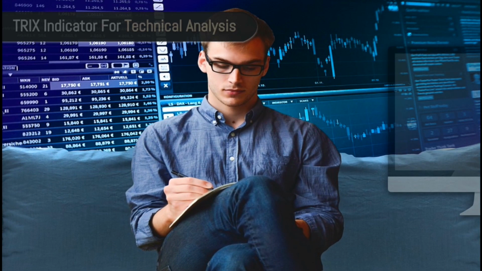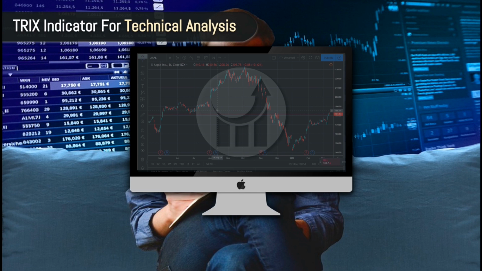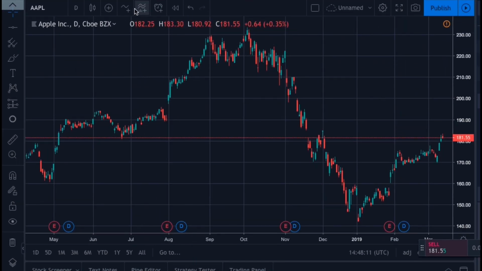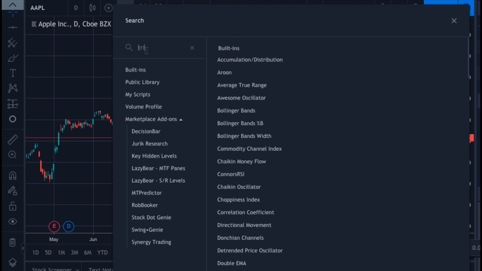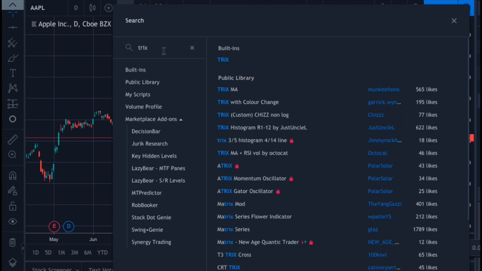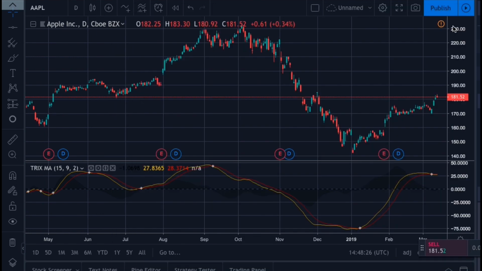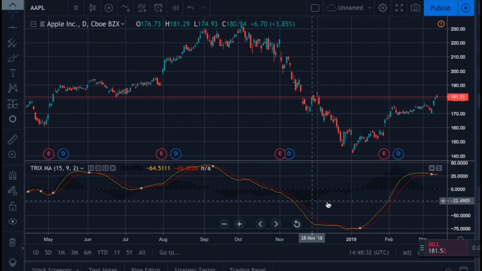So now let's go over how to apply and use the Trix indicator on our candlestick chart. To add the Trix to your chart on TradingView, let's click the indicator icon and search for Trix. Instead of selecting the built-in Trix indicator on TradingView, we're actually going to select the Trix MA from the public library. This indicator will have both the Trix and its moving average in order to implement the crossover strategy for trading. So here's the Trix and its moving average down here at the bottom of our candlestick chart.